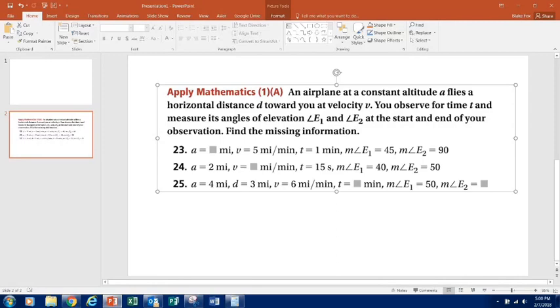So it's very important in these problems that we fully read the bolded instructions first. So an airplane at a constant altitude A flies a horizontal distance d towards you at velocity v. You observe for time t and measure its angles of elevation E1 and E2 at the start and end of your observation. Find the missing information.